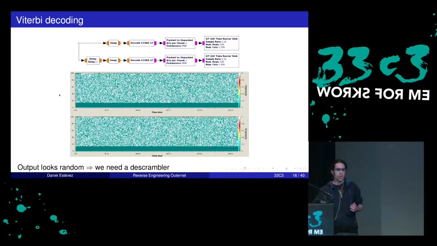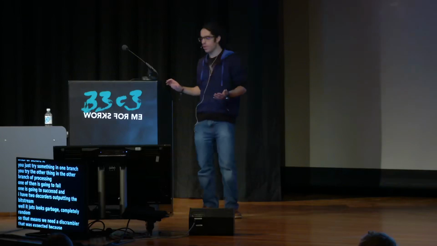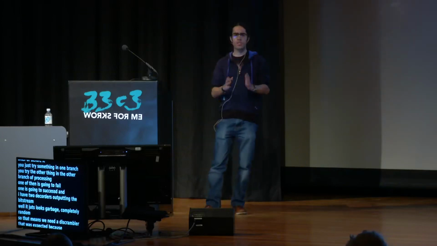So I have two decoders outputting the bit stream, and, well, it just looked like garbage. It's completely random. So that means we needed a scrambler. That was expected because, if not, patterns from the data can be seen in the waterfall. And we had no patterns, so there's some scrambling which takes our data, which is full of patterns, into something which looks random, and that's much better for radio transmission, but we have to reverse the process.